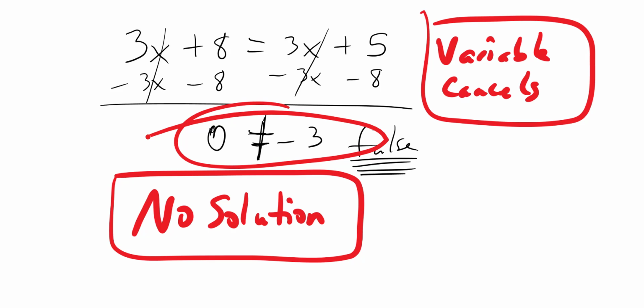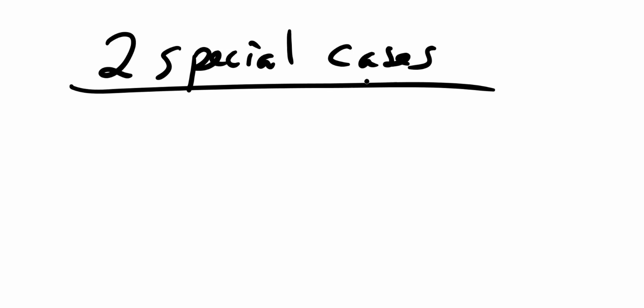All right, so two cases. Let me summarize this now. Two cases. It's really two special cases. The first one, again, I'm going to write it here, I'll do it in blue now. The variables cancel.